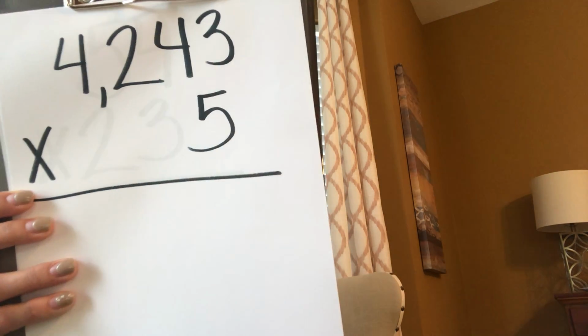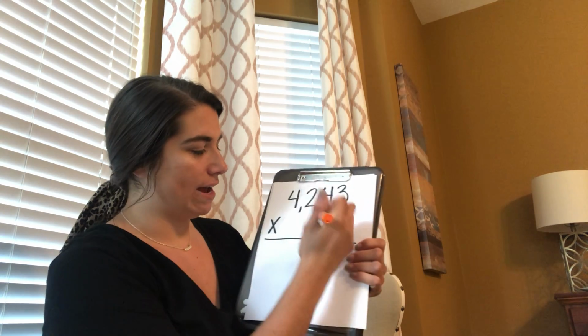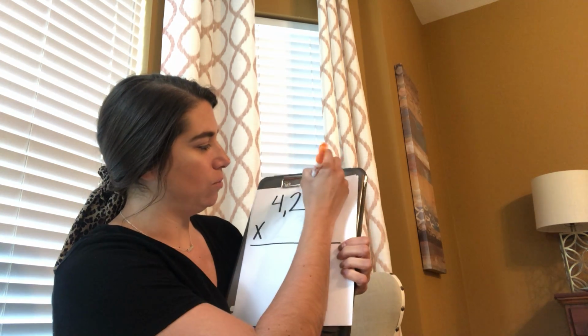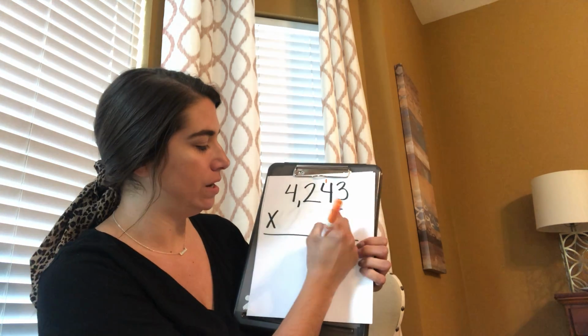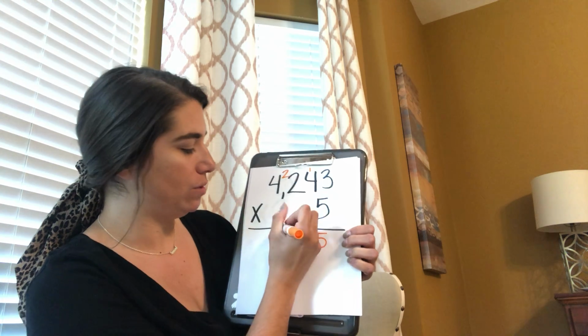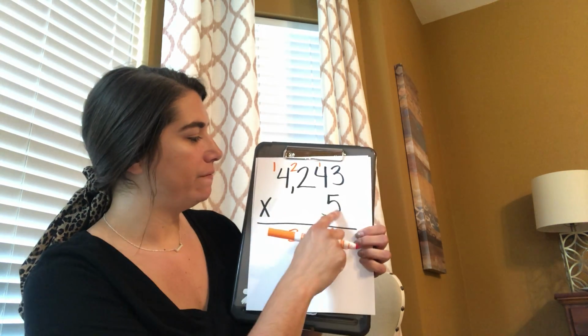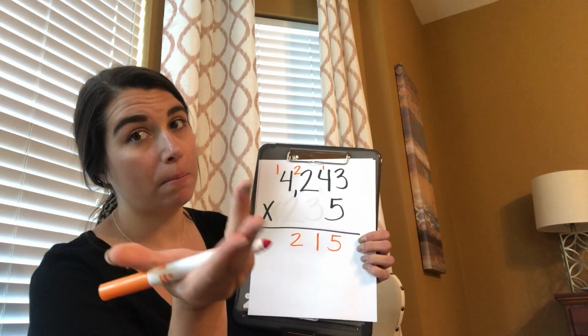Moving on to the next one. Go ahead and pause and solve. All right, so I'm going to take 3 times 5, which is 15, carry my 1. 5 times 4, which is 20, and 20 plus 1 is 21. Carry my 2. 5 times 2 is 10, and 10 plus 2 is 12. Carry my 1. 5 times 4 is 20, and 20 plus 1 is 21.